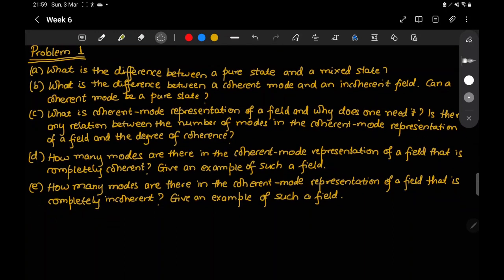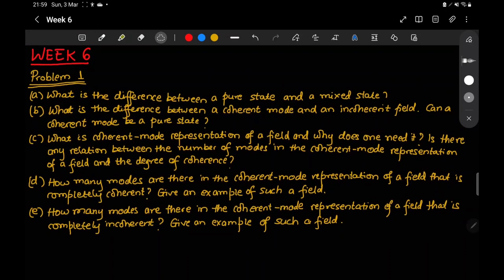Part D. How many modes are there in the coherent mode representation of a field that is completely coherent? Give an example of such a field. Part E. How many modes are there in the coherent mode representation of a field that is completely incoherent? Give an example of such a field. Okay, so take about a few minutes to read and then I will answer it.